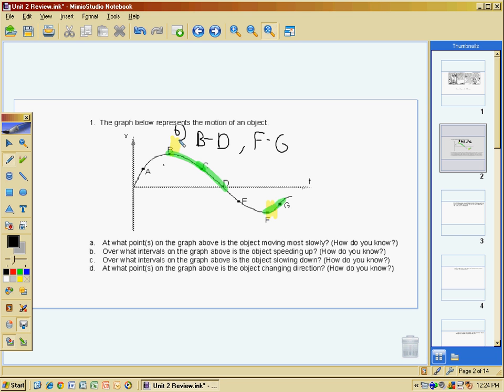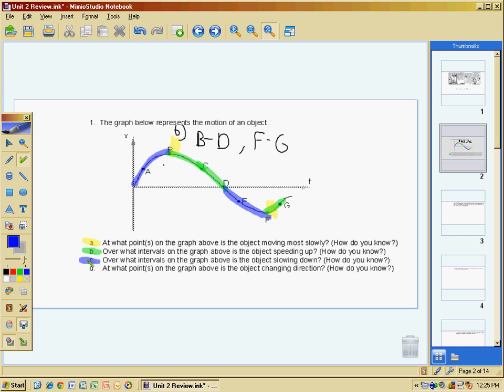Now for part C, over what intervals on the graph above is the object slowing down? So this is going to be the reverse case. Instead of our slope getting steeper, our slope needs to get flatter. So what we're looking at here is going to be from the start to B. Notice how that flattens out. And then from D to F, pretty much whatever we haven't colored in on the graph. Because those are the 2 areas where our slope is going from steep to flat.